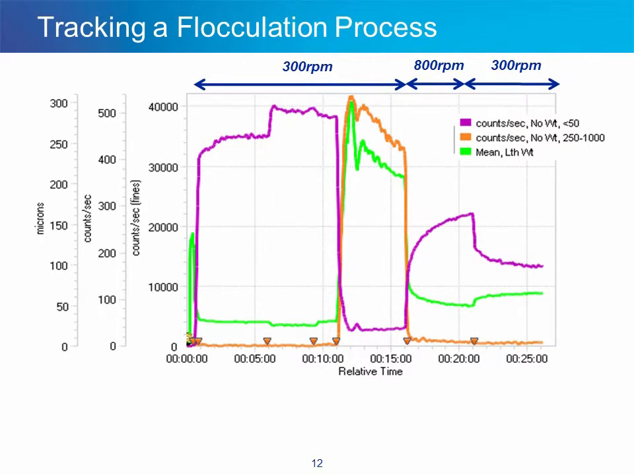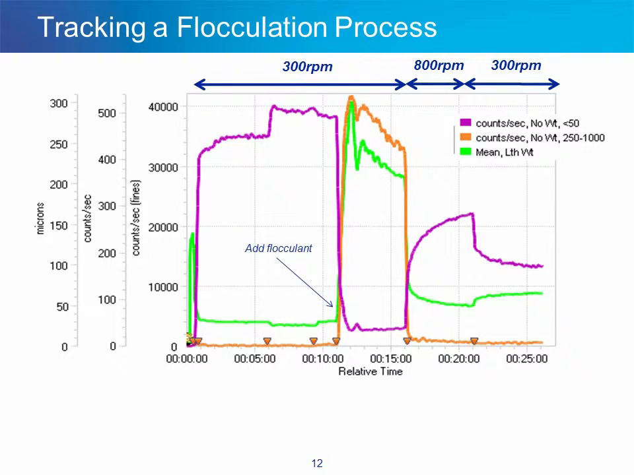So what we can see is at the start of our process, between 0 and 10 minutes, the number of particles between 0 and 50 microns, the smallest particles, is quite high. And the number of particles between 250 and 1,000 is essentially 0. So you can see that purple trend is trending very high, but that orange trend is trending very low. And the overall floc size, this mean length weight, is quite low as well.